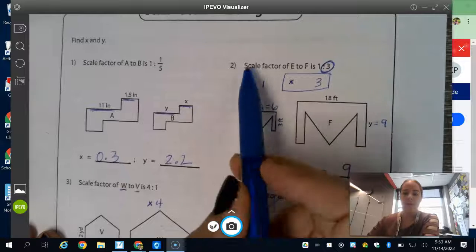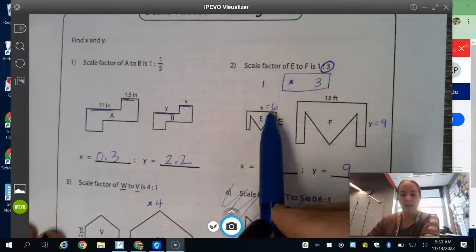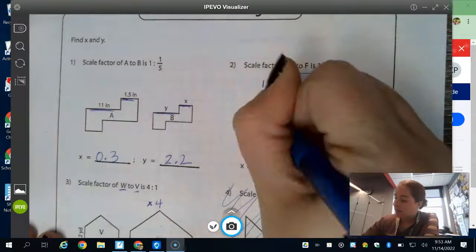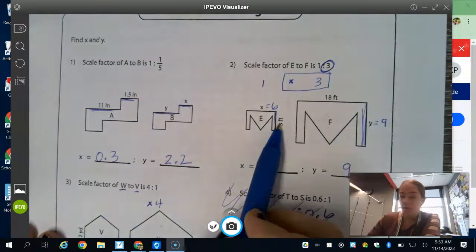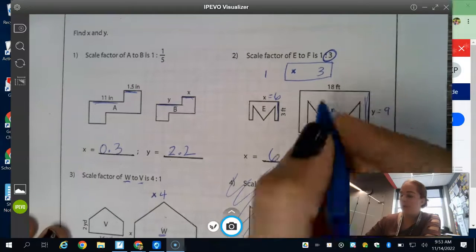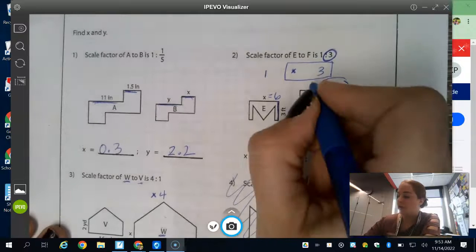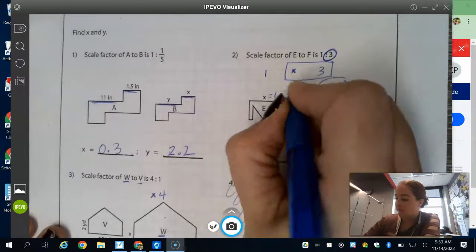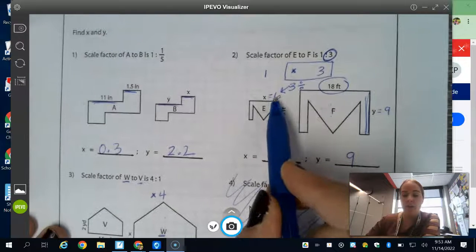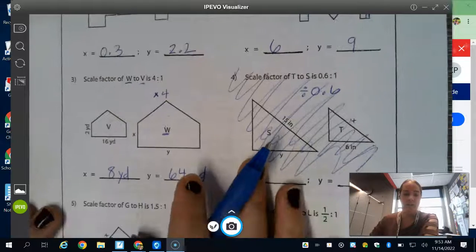So moving on to number 2. Number 2, the scale factor from E to F was 1 to 3. That means that the bigger one is 3 times as big. So my side that lines up here for y, 3 multiplied by 3 would give me 9. Y is 9. This is a little tricky because it gives you this number for the bigger one, and you have to work backwards. You actually divide by 3 to get this number here of 6. Then you can double check it works. 6 times 3 is 18. Yep, x you should have had 6.